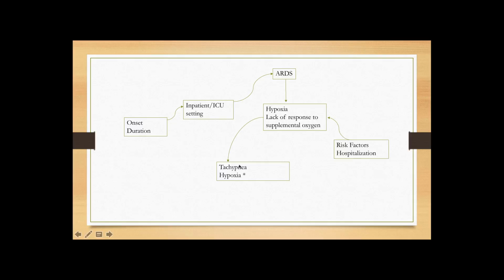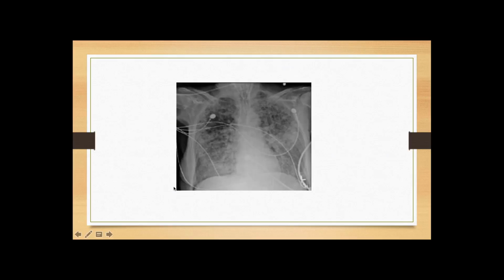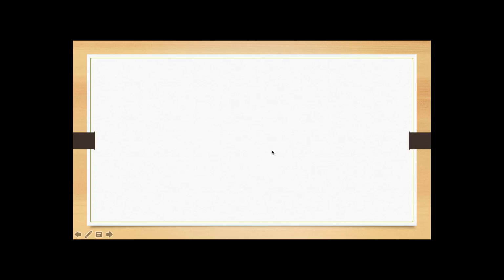Again, they don't have too many other exam findings. They just have tachypnea and hypoxia, and when you check their tidal volumes, they are usually low. This is a hospitalized patient with a huge amount of alveolar edema, and that's how you know this is ARDS. This patient is definitely very hypoxic.